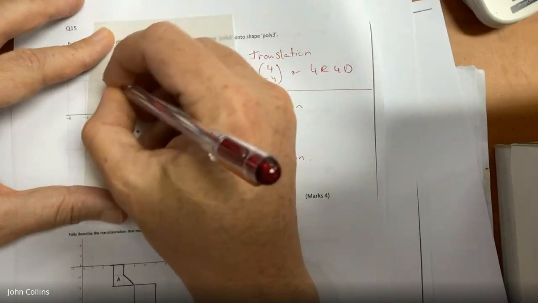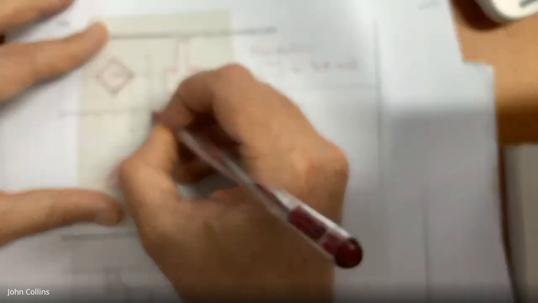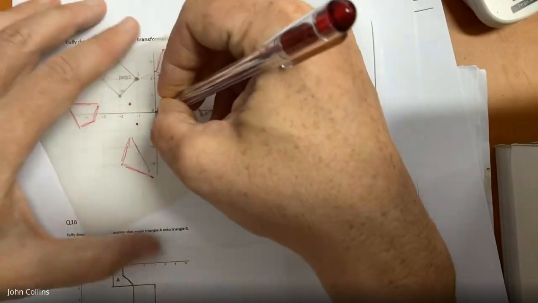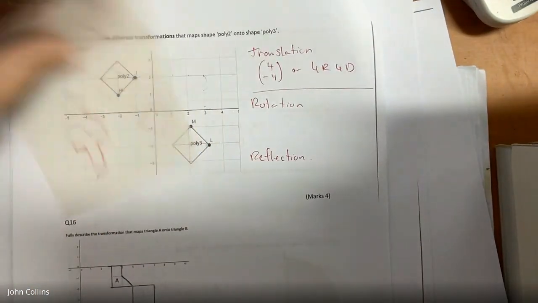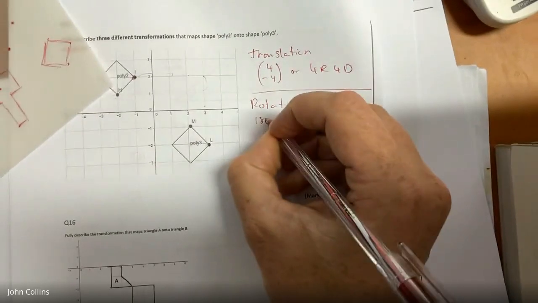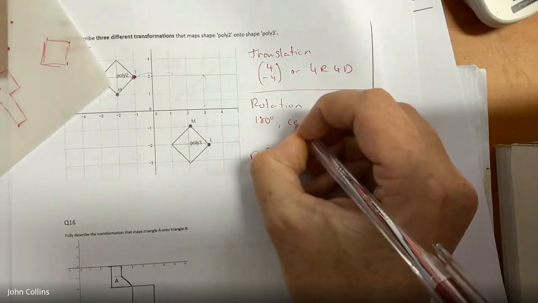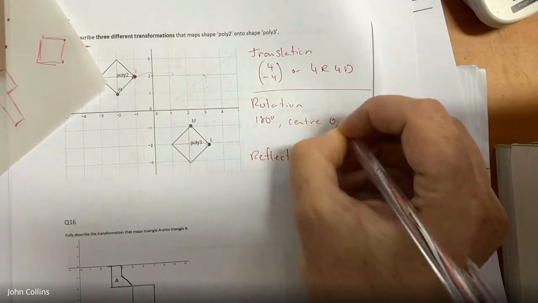Rotation, you can get out your tracing paper again. I'll draw in this shape. I think the center looks like a good spot. If I turn around, yes, the center is a good spot. I found it. So rotation, 180 degrees, center (0, 0).